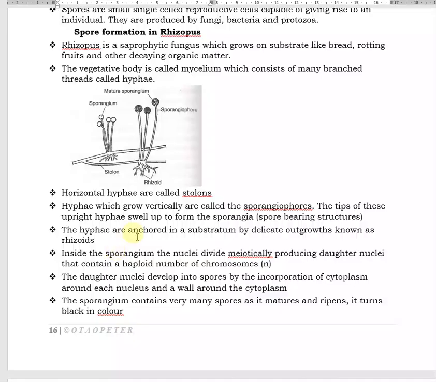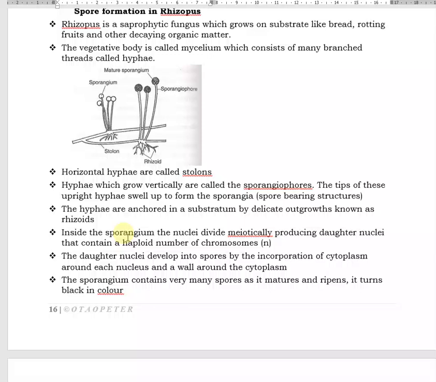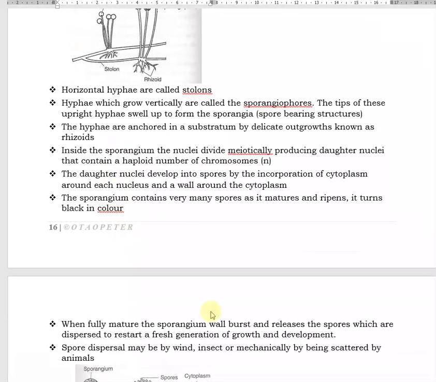The hypha are anchored in a substratum by a delicate outgrowth known as rhizoid. So these are the rhizoids. They act like what? They act as roots. So these are the roots used for anchorage, to absorb nutrients and minerals from the food substrate.